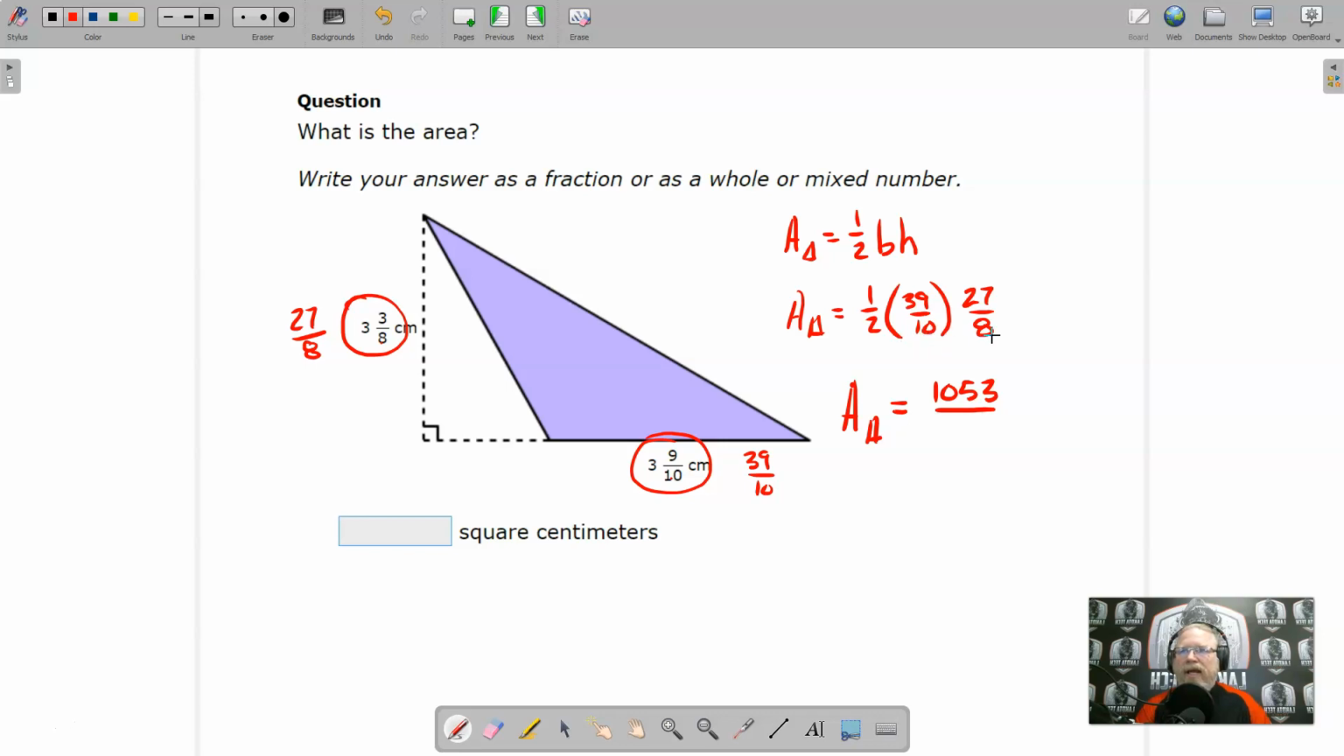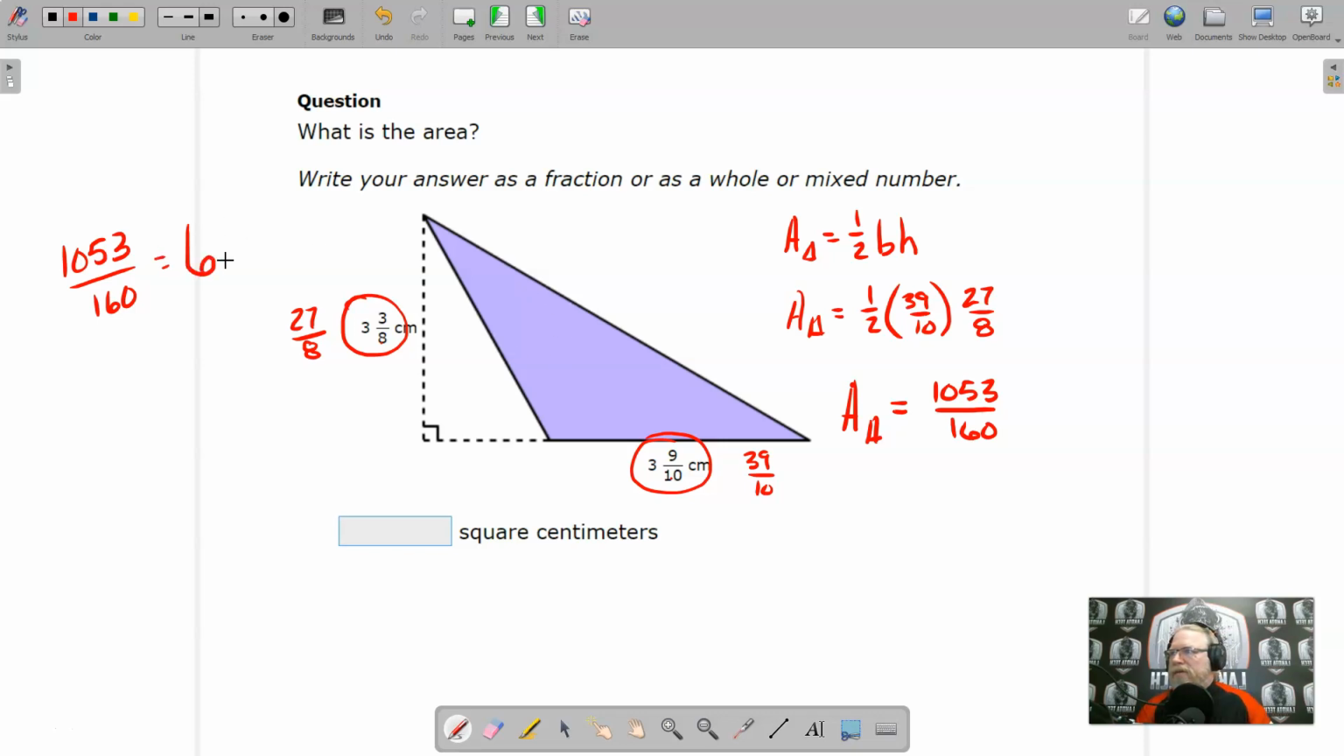And 2 times 10, let me see, this shouldn't be too bad. 10 times 8 is 80. And then double that, that would be 160. Or 2 times 8 is 16, times 10 is 160. Either way. So now I need to change this improper fraction, 1053 divided by 160. How many times will 160 go into 1053? So divide that by 160. And that's going to give us 6.